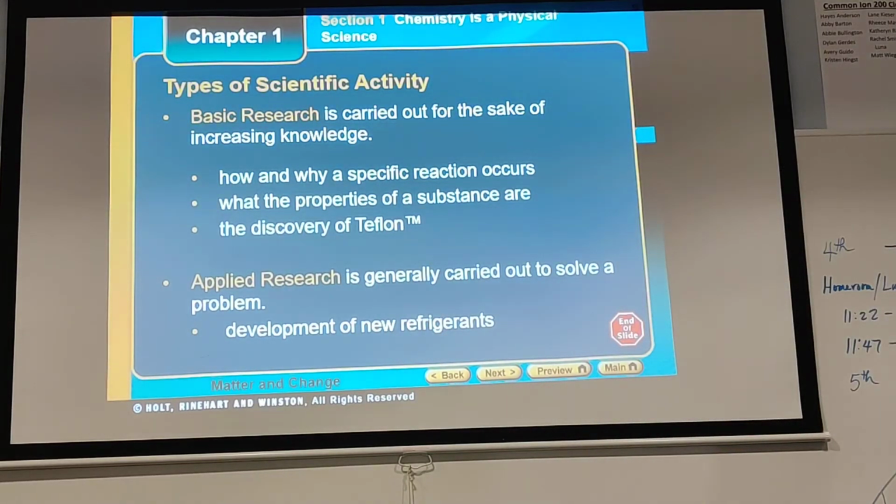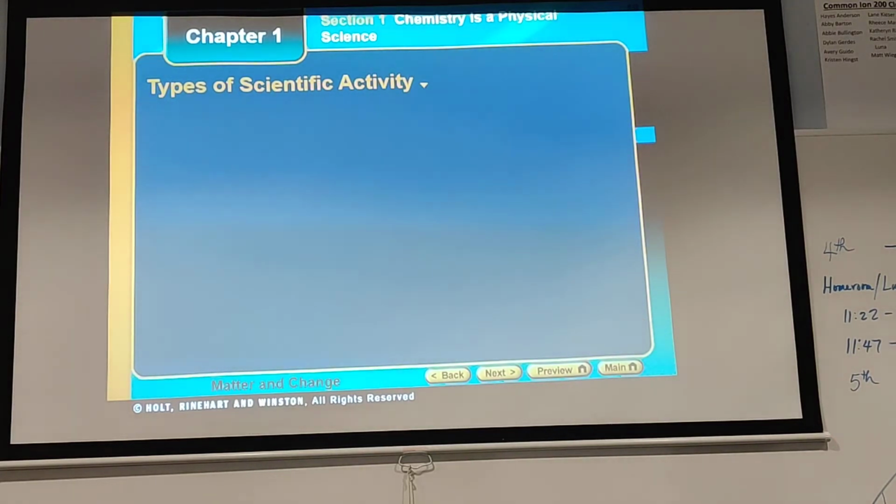We discovered, for instance, that the early Freon and stuff like that actually damaged the ozone in our ozone layer. So we had to come up with new refrigerants that would also cool, but wouldn't end up harming the ozone layer. So that would be an example of applied research. What other refrigerants can we come up with that will do the same thing without having a bad side effect?